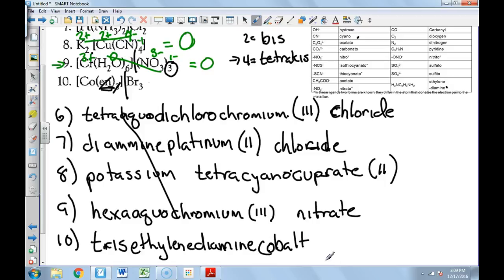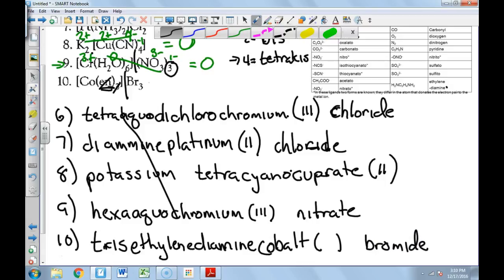And now I'm going to do the same thing that I did on 9. I'm going to leave that blank. By leaving it blank, I'll come back to it, and then I'm going to name that last thing bromide. So now we're going to come back to it. Bromide is a 1- charge. Always in ionic compounds, it's 1-.